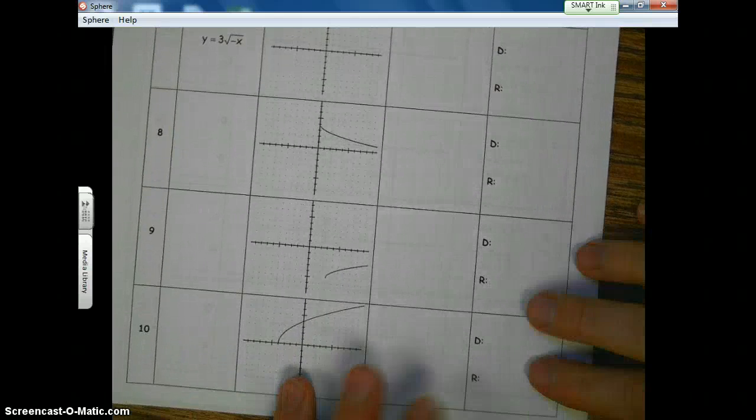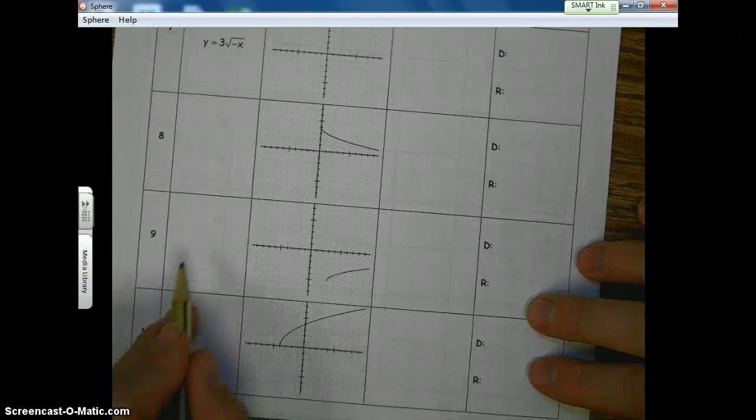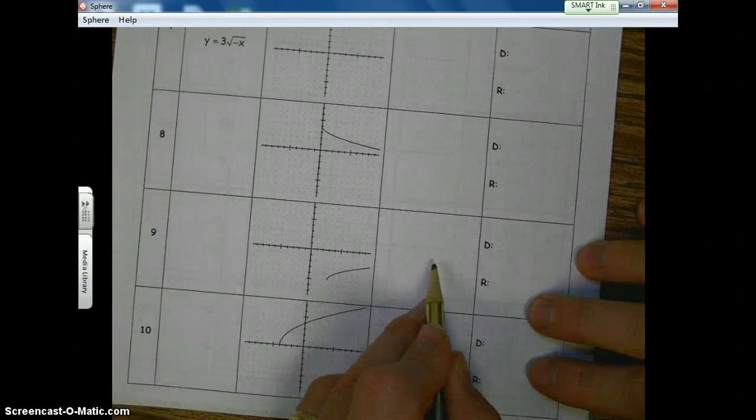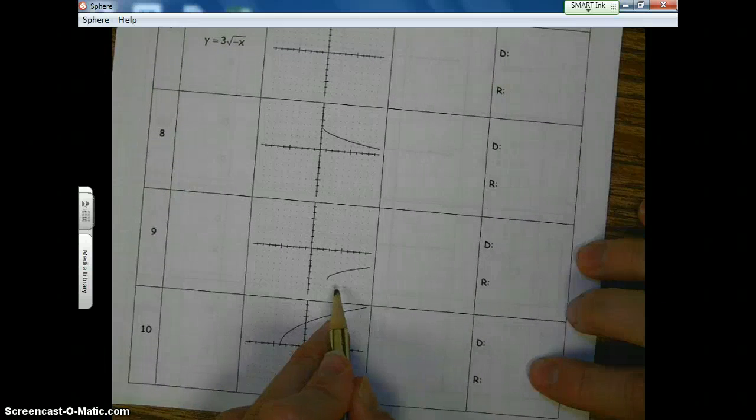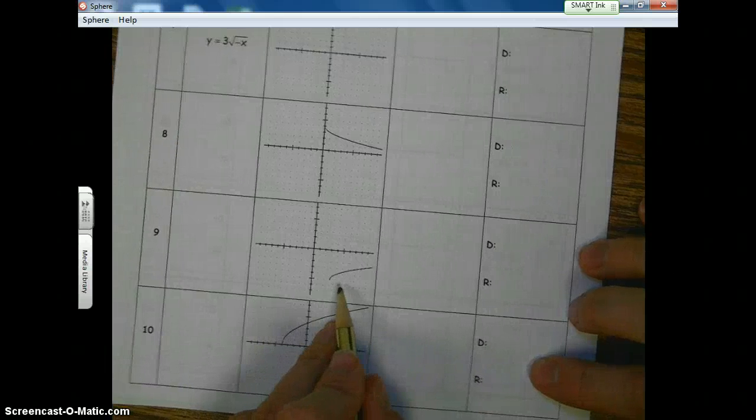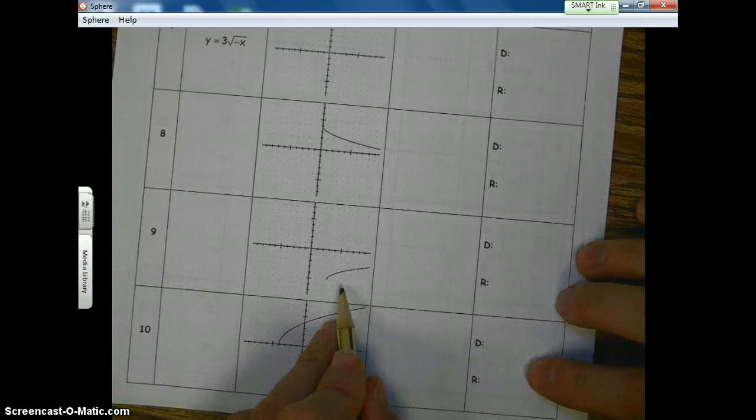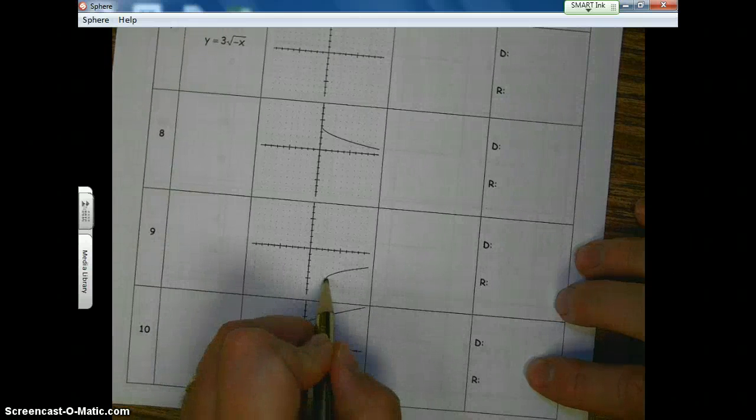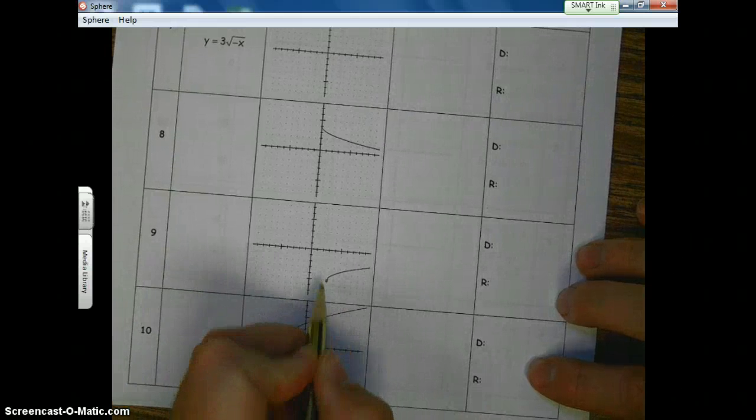Alright, let's go down here. Now we're given a graph. We have to write the equation. We have to write the transformations and the domain, starting with the graph. So let's go ahead and start with number 9. First thing we want to do is determine our translation.